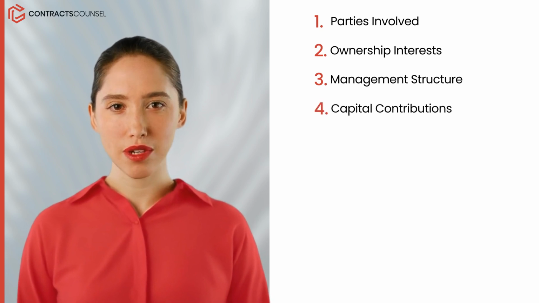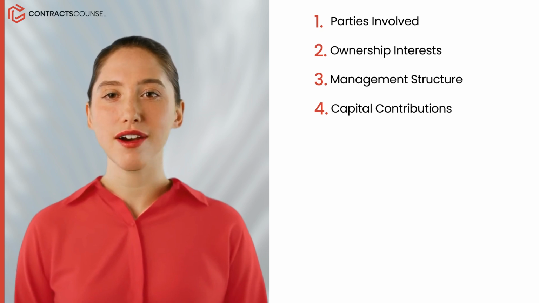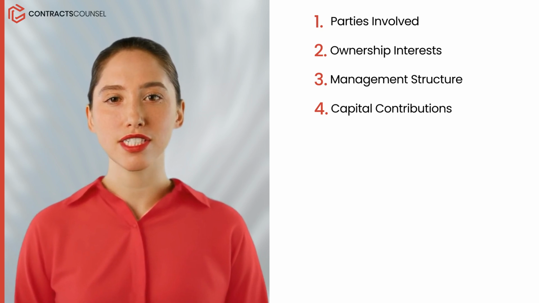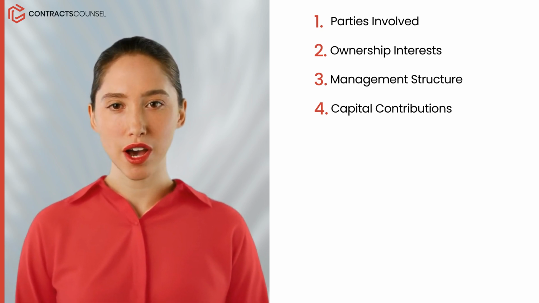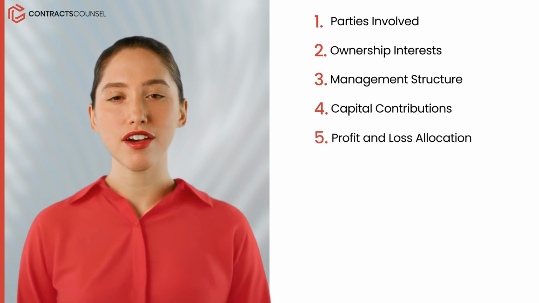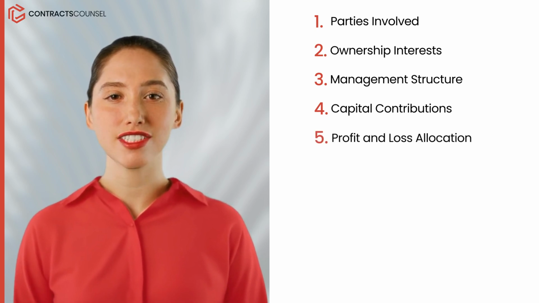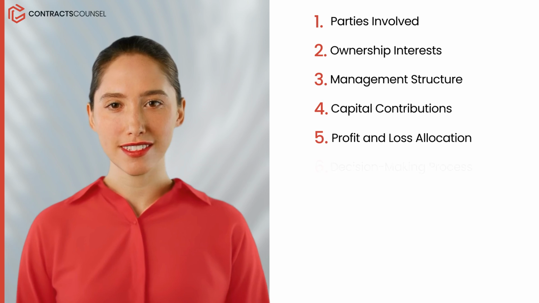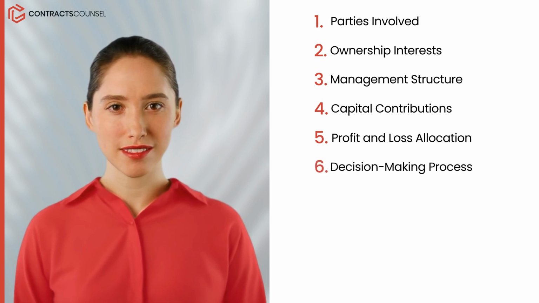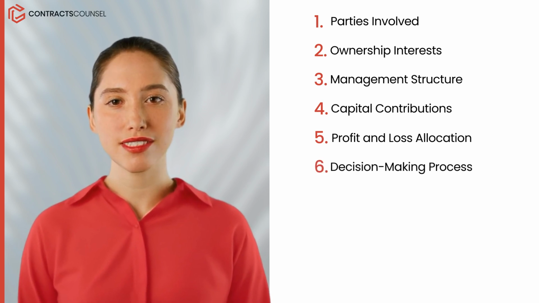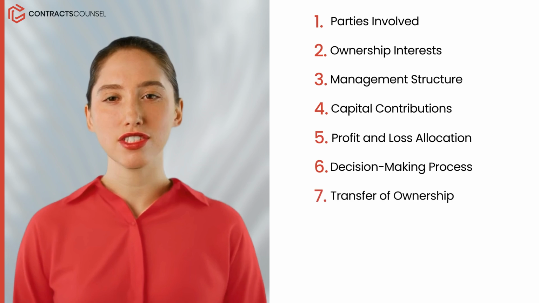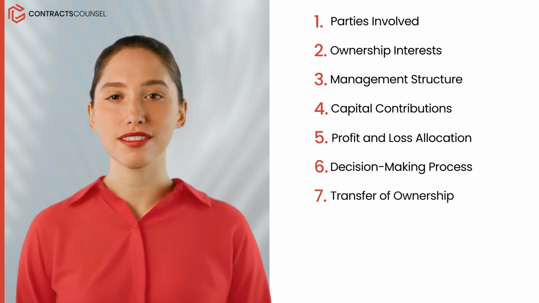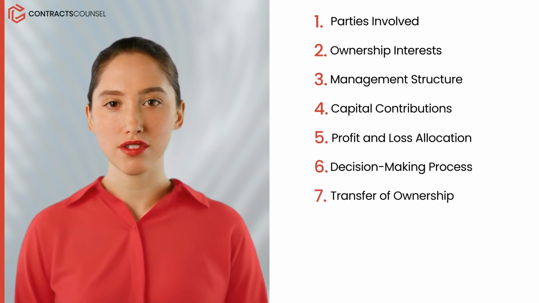4. Capital contributions. This section outlines the initial contributions made by each member and any future funding requirements. 5. Profit and loss allocation. This section explains how profits and losses will be distributed among the members. 6. Decision-making process. This section defines how major decisions will be made, including voting rights and procedures. 7. Transfer of ownership. This section sets the rules for transferring ownership interests, including selling or inheriting shares.